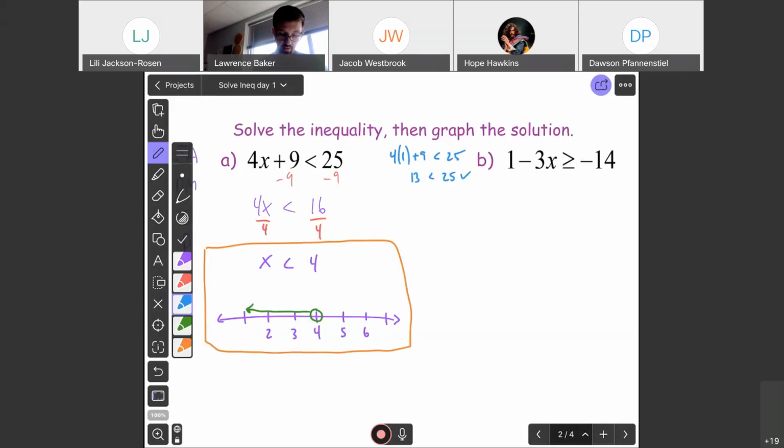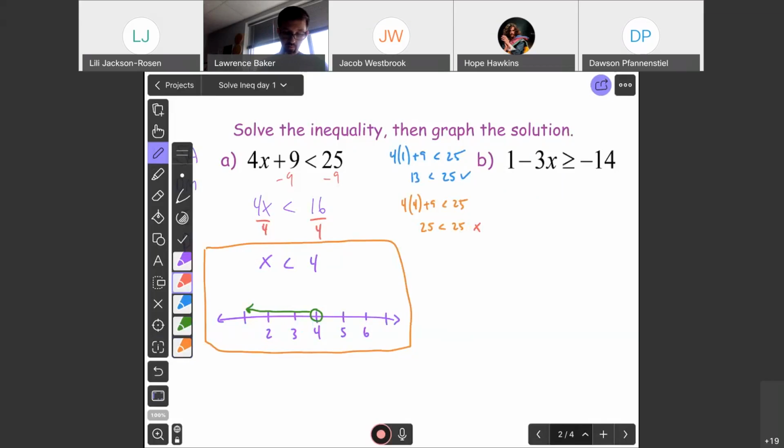This is saying that we can't use 4, right? Because it's not equal to 4. So why can't we use 4? So 4 times 4 plus 9 is less than 25. Well, 4 times 4 is 16. 16 plus 9 is 25. 25 is not less than 25, right? So that one doesn't work. You see that 4 doesn't make that inequality true.